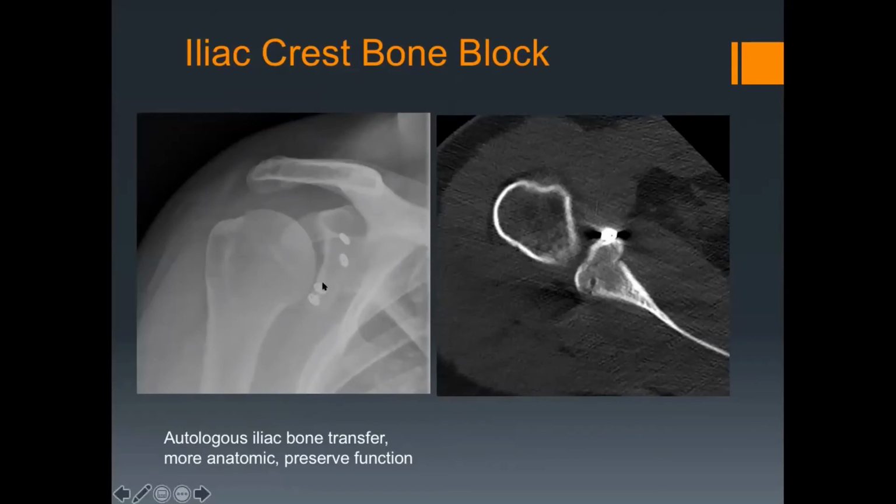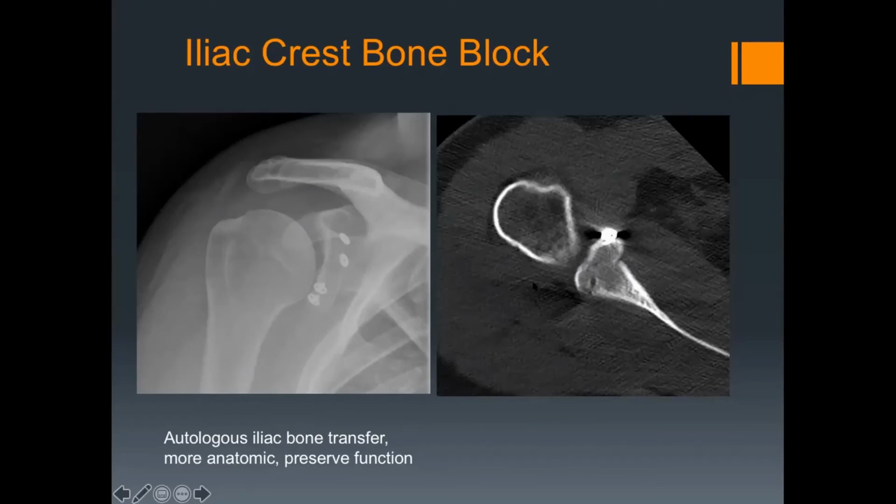anchors within the anterior-inferior glenoid, and you can just about make out the bone block here. And you can see a nice example here again of the bone block, which is united to the native glenoid and is actually a very anatomic bone transfer here.